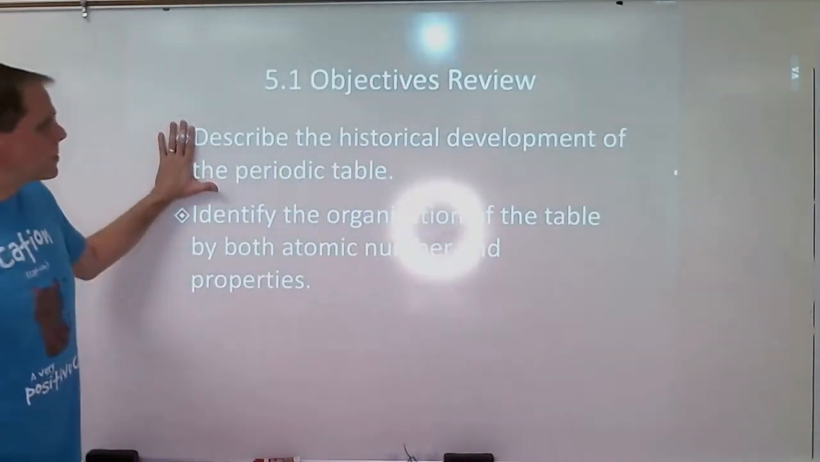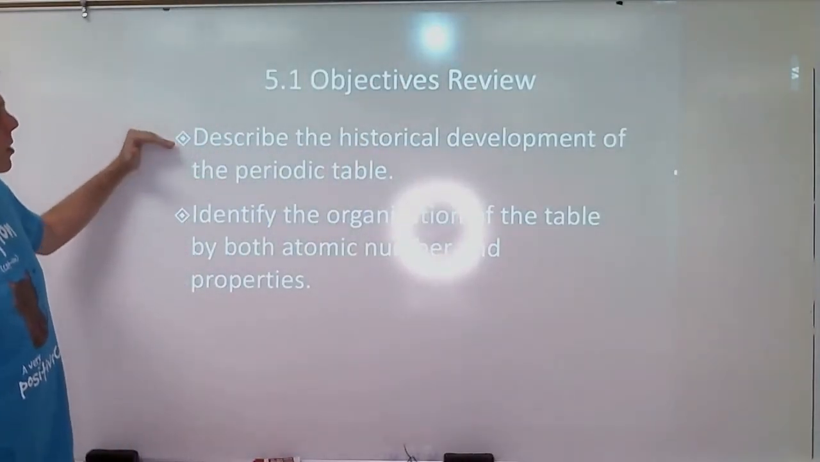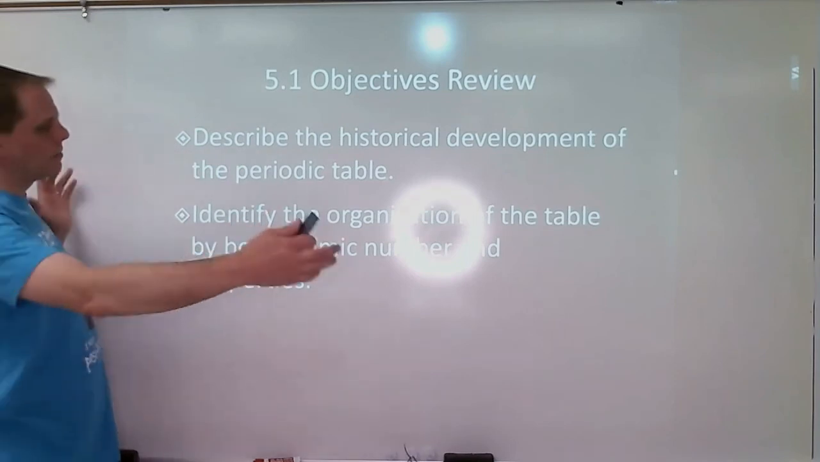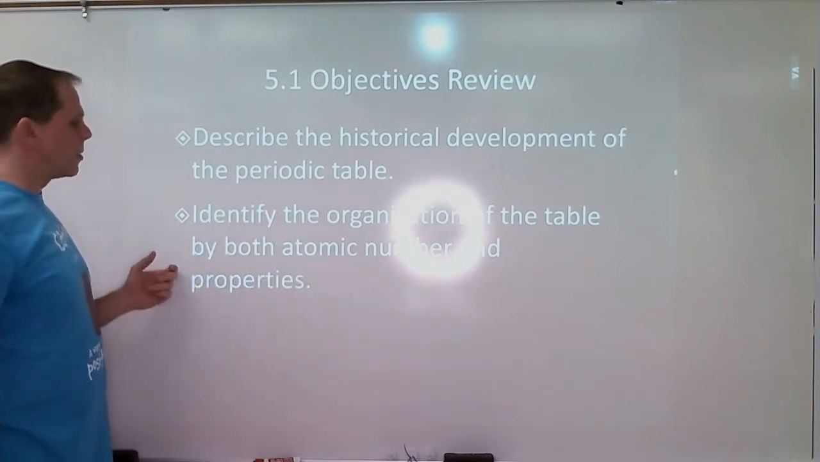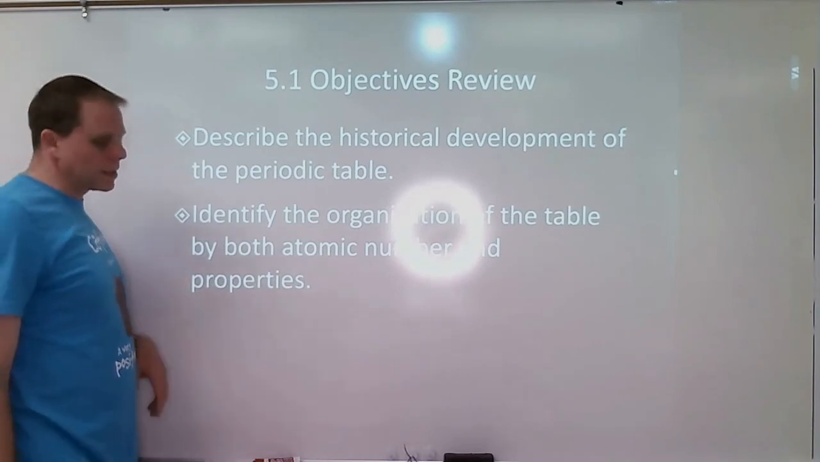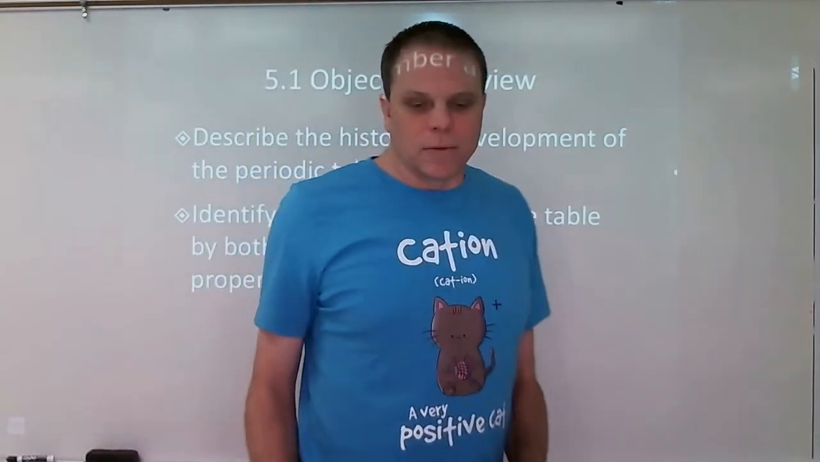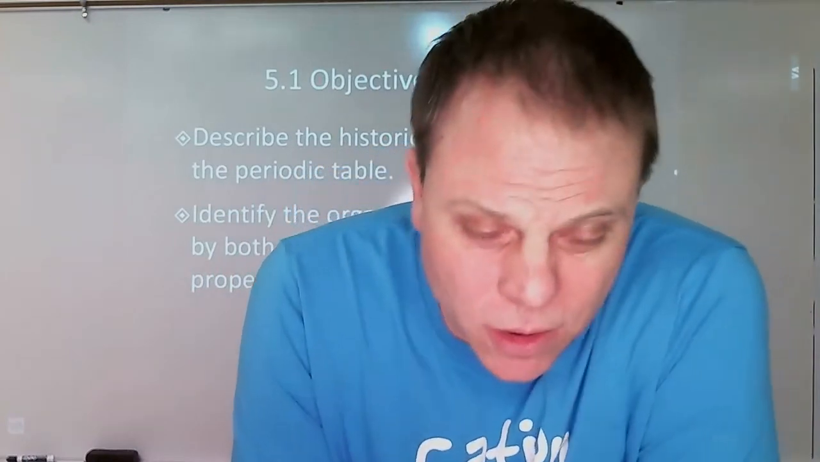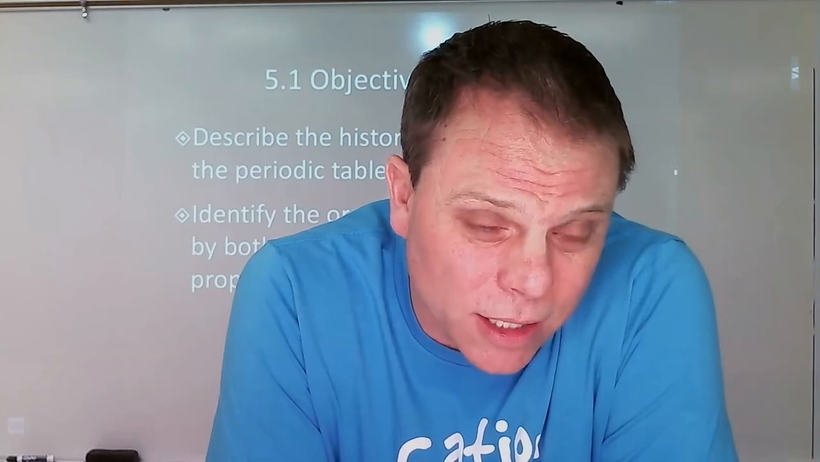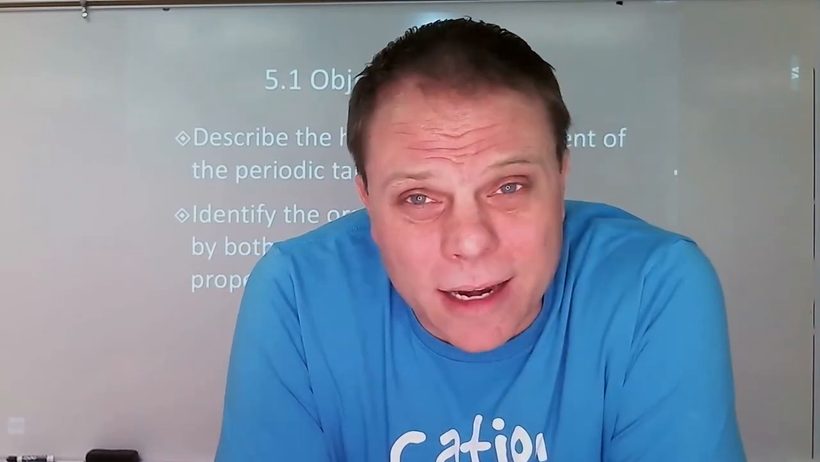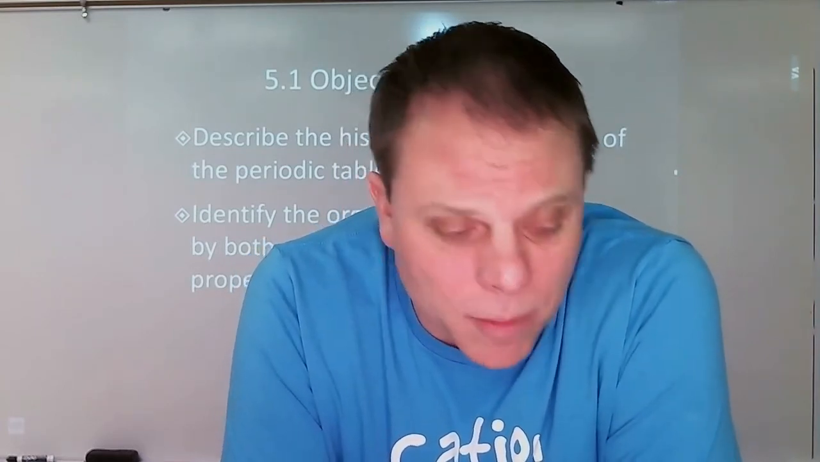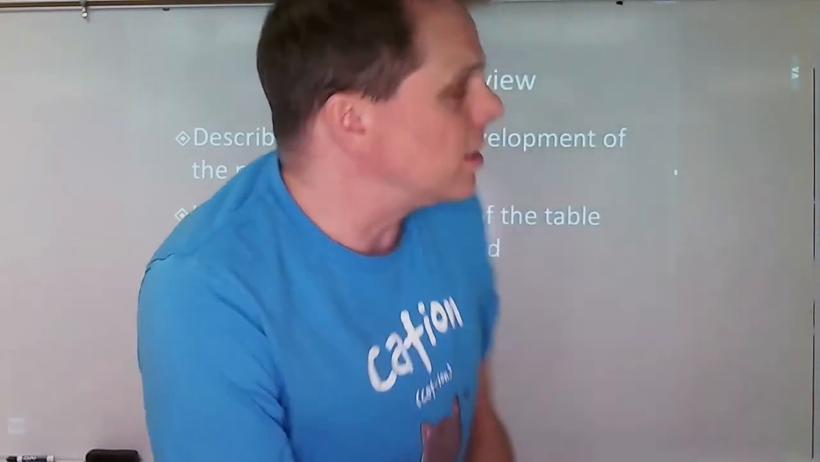Can we do these objectives? Describe the historical development of the periodic table. Yeah, we can now see how it changed through time. Identify the organization by atomic number and properties. Yeah, so remember, Moseley was the one that said we should organize by atomic number. Don't forget that. Remember that atomic number is the number of protons in the atom. He said, let's not do it by mass, let's do it by number. And when you organize iodine by atomic number, it stays in line with its similar properties, and it's in the right place.